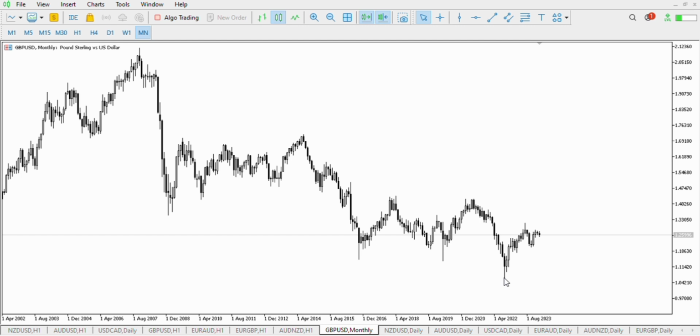So there is a need for you to have a better understanding of what the market is doing on the bigger time frame before you move on to the smaller time frame. That is why I usually start my analysis on the monthly time frame.